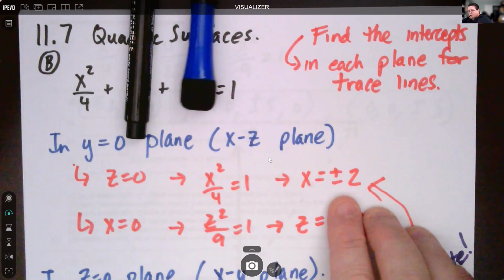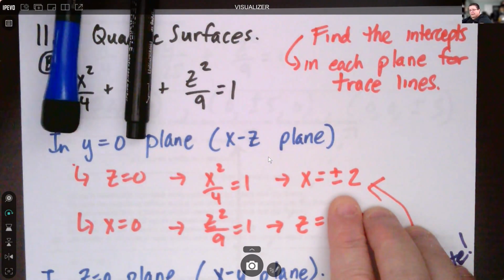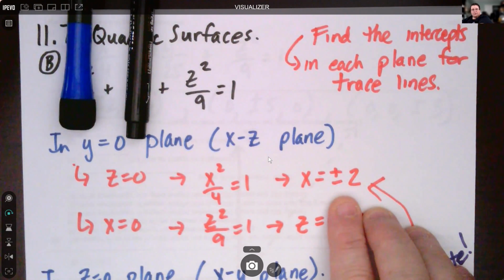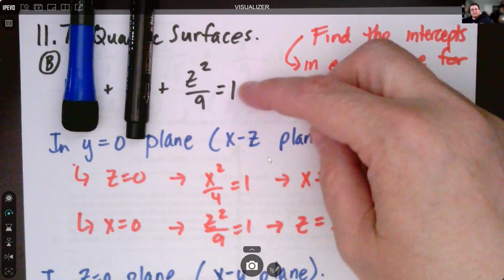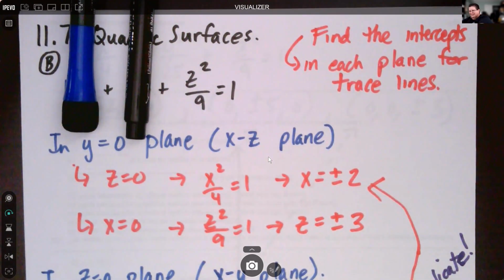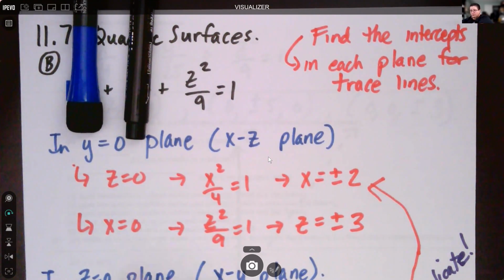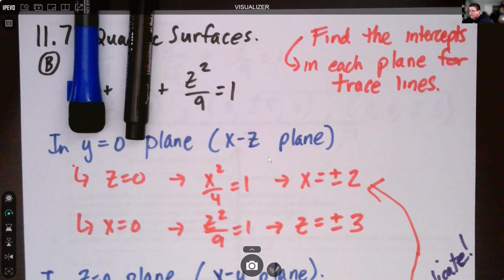Then I can check the other trace line by doing x equals 0. So I'll cover up that component. I've got z squared over 9 equals 1, as we see here. Multiply by 9, we get z squared equals 9. Take the square root of both sides, we get z equals plus or minus 3 for when x equals 0 and y equals 0 as well. So we'll put those points down.